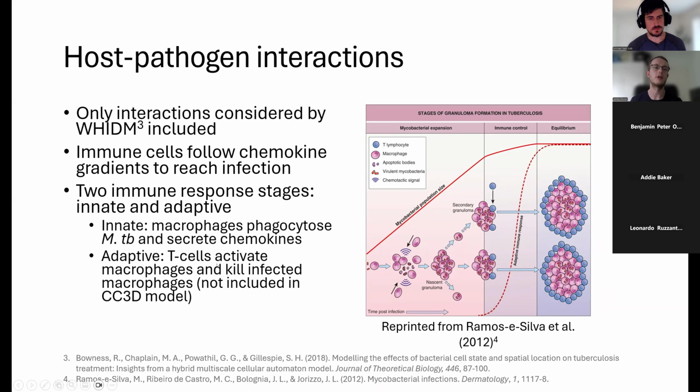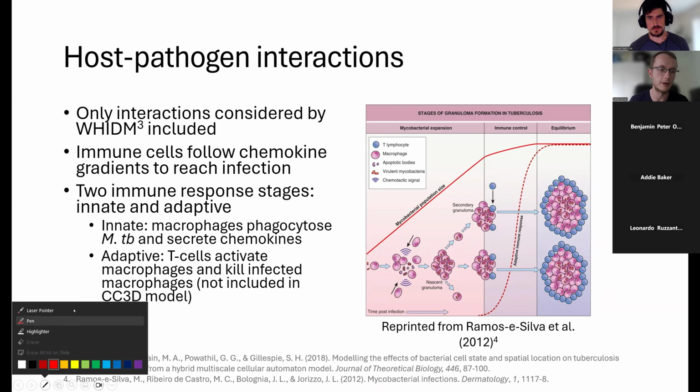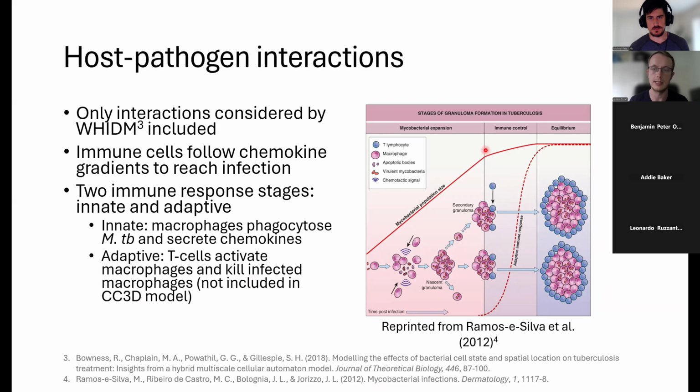In our case, as we only looked at the first 200 hours there, we haven't included the adaptive immune response. So really our main focus is on this period up to this line here, and this nascent, initial developing granuloma.